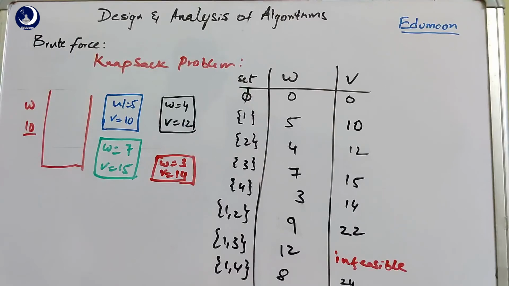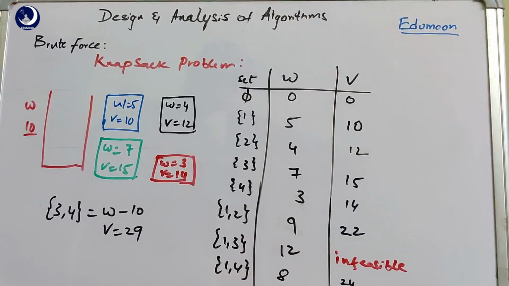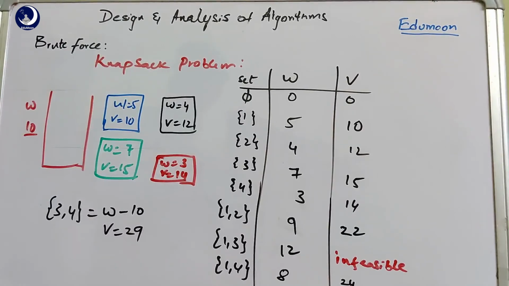In that there will be many infeasible cases which don't satisfy the total weight being equal to or less than 10. The final solution for this one is 3 and 4, because the total weight is 7 plus 3, that is 10, and the value is equal to 29. If you keep on generating all the subsets, there is no feasible combination with 3 items because any 3 items couldn't fit into the knapsack. So only 2 items can fit at maximum and the total value is 29.